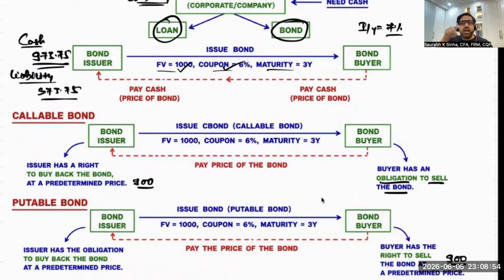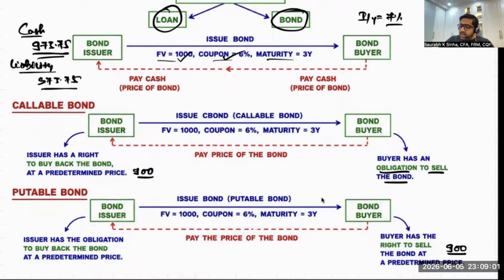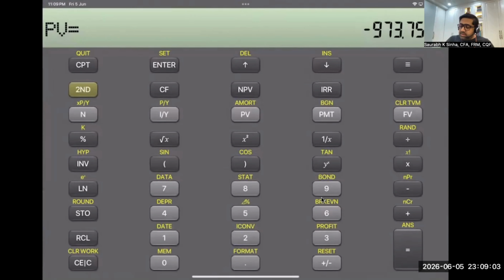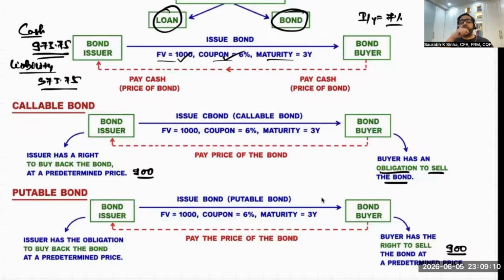Assume in the market the interest rate goes to 30%. Calculate the price of the bond at 30%. Let's calculate it. 30 I/Y, compute PV, 564. 564 would be the price of the bond, but you have the right to sell the bond back to the issuer at 900. It is a good feature. So the bond buyer will start perceiving this bond as a good bond.